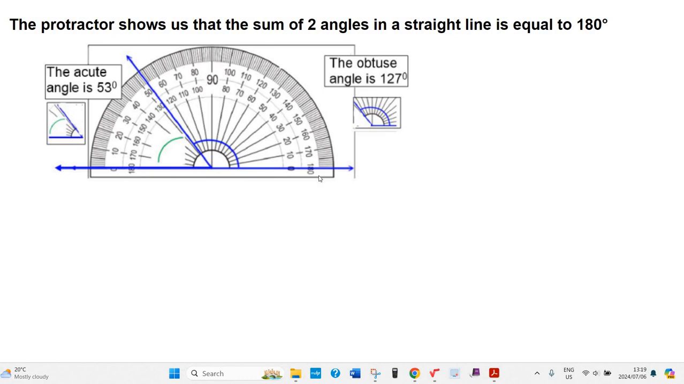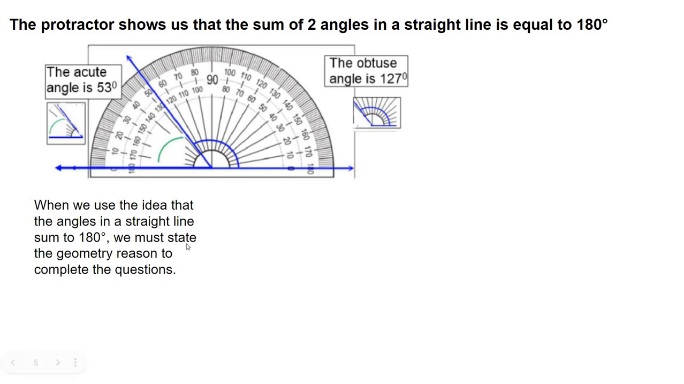If you had five angles, all the angles in a straight line add up to 180 degrees. And that's all I've said here. Except, when we use the idea that angles in a straight line sum to 180 degrees, there's a certain way to do it when we get a question. Let's take a look at what a question might look like.